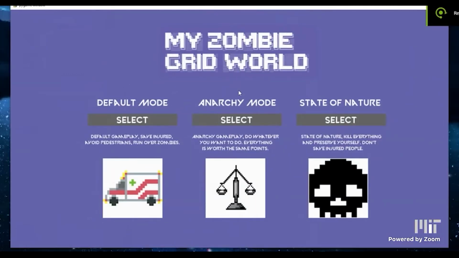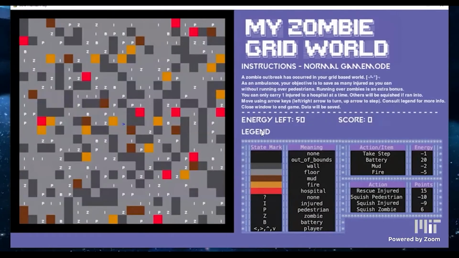Welcome to Team QB2's project. This is our zombie grid world, Team QB2. Alright, so for our gameplay here, we're going to be heading into our default mode. Before we start playing, we have some additional UI changes for our mod. On the left side is the original game, just this game screen right here, but then we added some new stuff on here on the right.